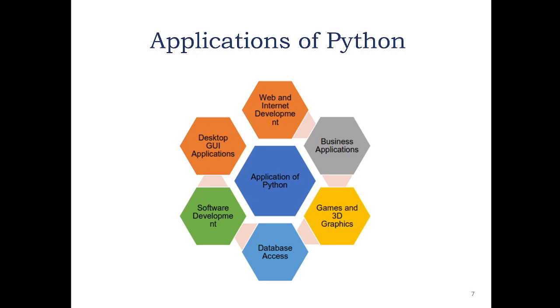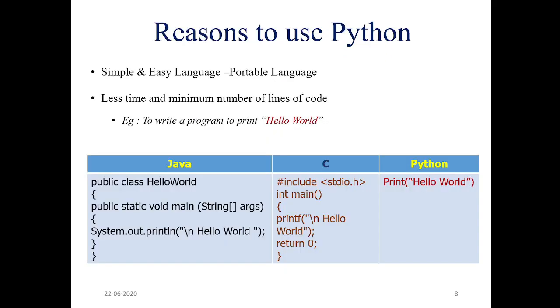What are the applications of Python programming? We can develop web applications, internet development, GUI applications, business applications. We can develop software. We can use database programming or database access, games, 3D graphics. In all the areas Python programming is used. So these are some of the applications of Python programming.